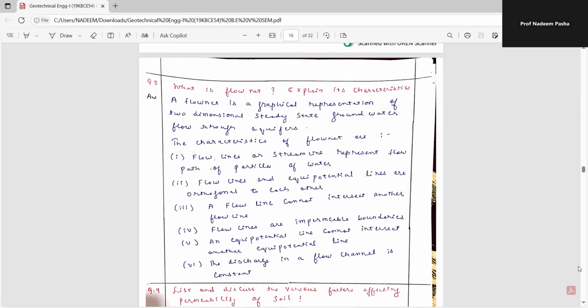Flow lines are impermeable boundaries. An equipotential line cannot intersect another equipotential line. The discharge in a flow channel is constant.